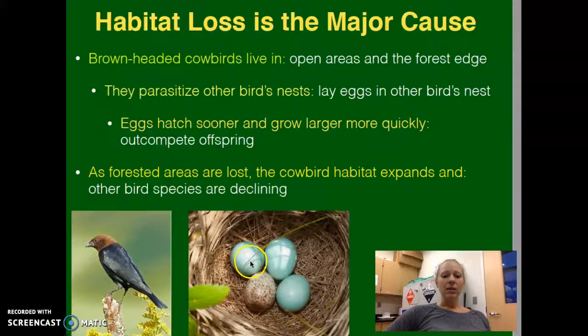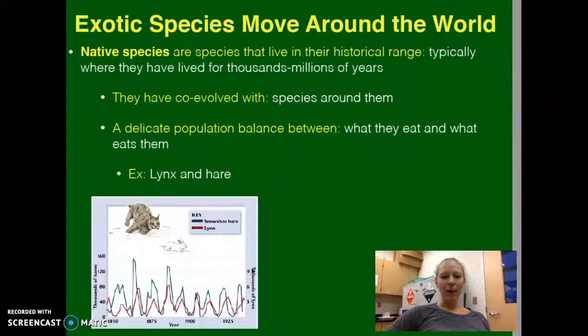And this is happening because as we deforest or remove habitats, the brown-headed cowbirds live on the edge of open areas, on the edge of agricultural areas, or in open areas. So as we continue to remove forested areas, we're opening up more and more of their habitat. And so we look at our next example, or our next reason why biodiversity is on the decline.